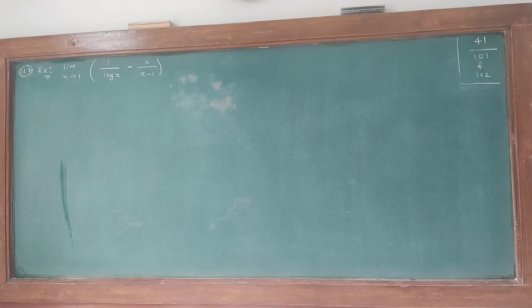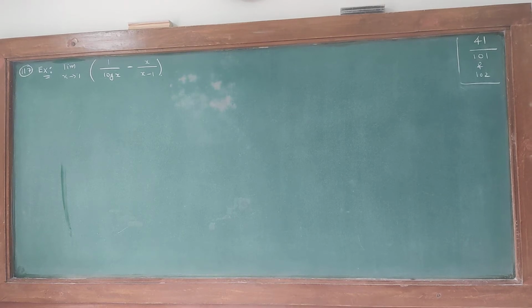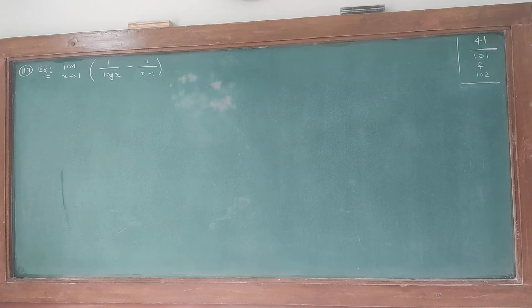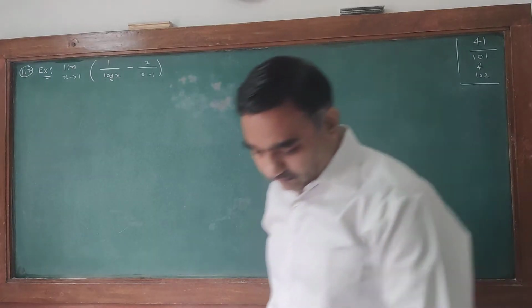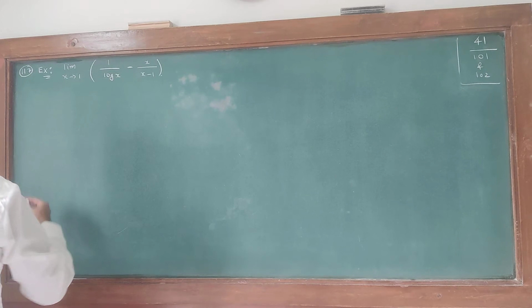So there is one more sum on the board. Limit x tends to 1 of 1 upon log x minus x upon x minus 1. So first we have to simplify it, and then we will find its solution.